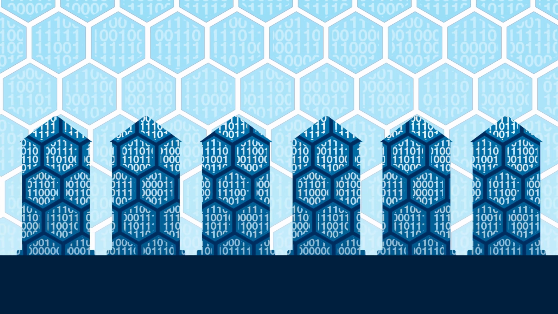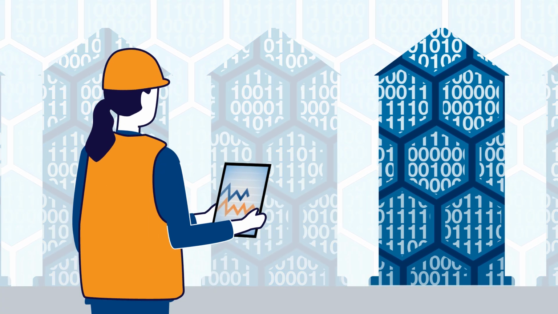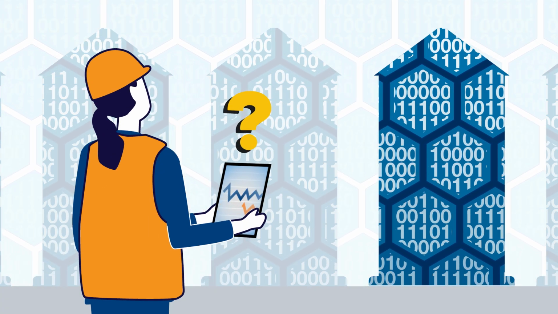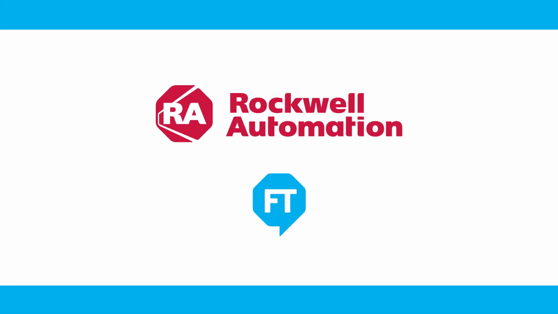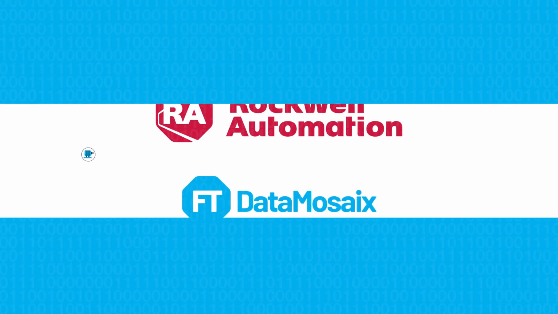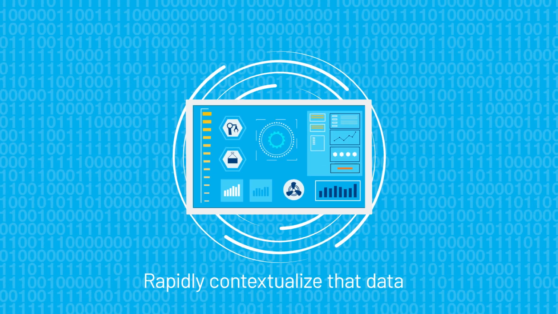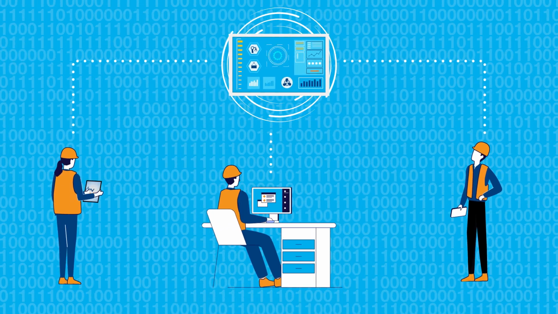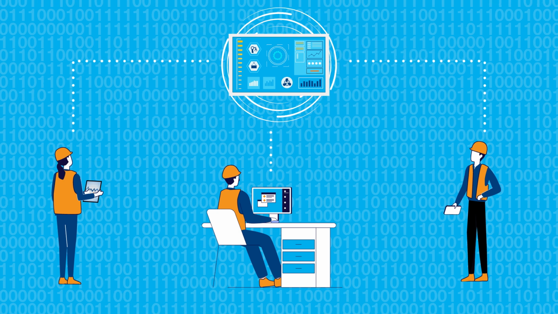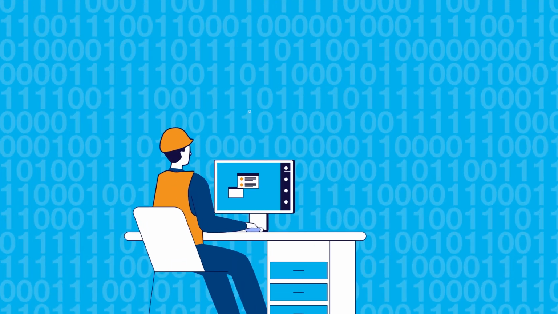If your systems and processes are siloed and disconnected, it can be nearly impossible to effectively use your data to help meet your production and quality goals. Rockwell Automation FactoryTalk DataMosaix allows you to pull disparate data together, rapidly contextualize that data to make it meaningful to people, and easily use that data across several visualization and analytics applications that drive operational improvements.